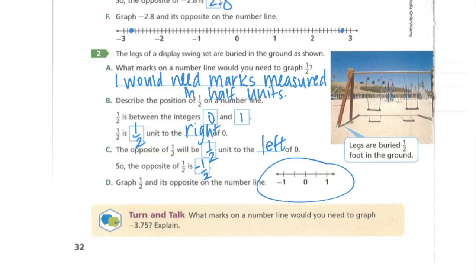Then it wants us to graph 1/2 and its opposite on the number line. So 0 is directly in the middle of both of those. There we go. All right, let's look at the next page.